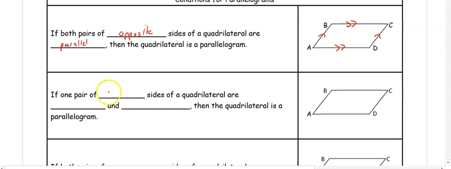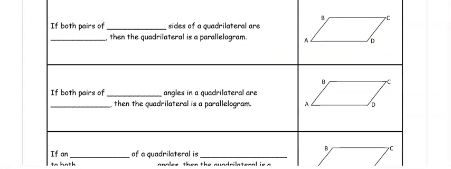The next one is if one pair of opposite sides is both parallel and congruent. It needs both because if it's parallel, we don't know if it's a trapezoid or not. So they have to be parallel and congruent. It can happen on the top sides or on the left or right. If both pairs of opposite sides are congruent, then it is a parallelogram.